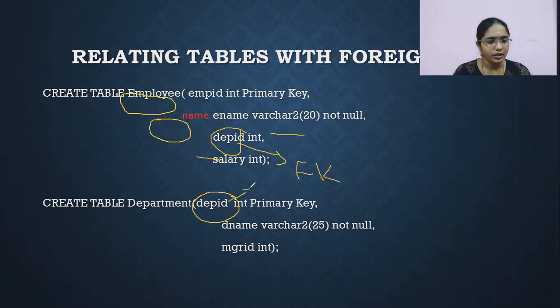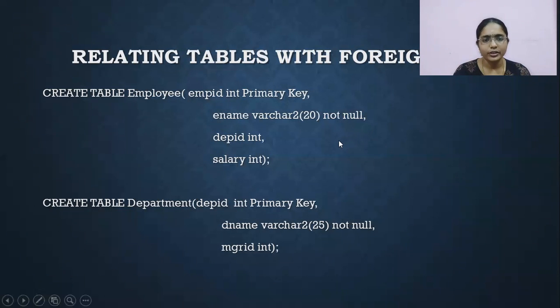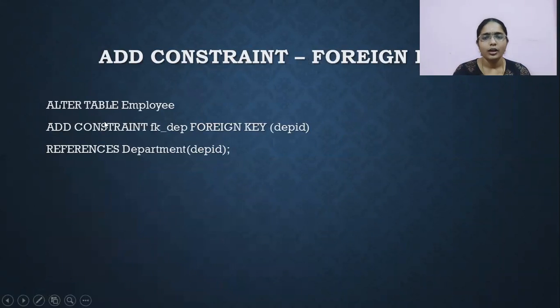So based on this particular key, I am setting this particular department ID as a foreign key. Clear? Now we'll come here. It will be very clear when you look at this particular code.